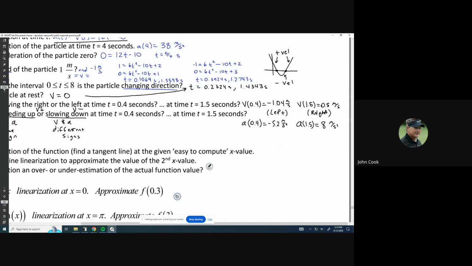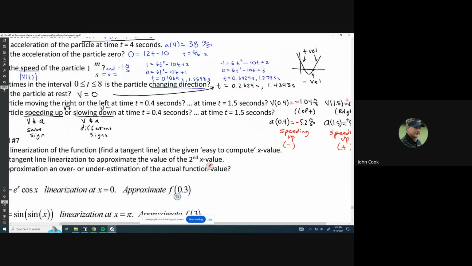Since the acceleration and the velocity at time t equals 0.4 are both negative, this thing is speeding up in the negative direction. And since the velocity and the acceleration at 1.5 are both positive, this is also speeding up, but going in the positive direction, to the right. Okay, so that's all that you need.